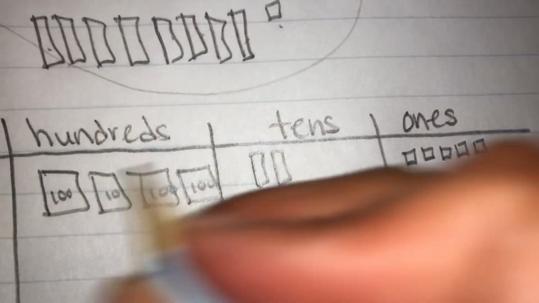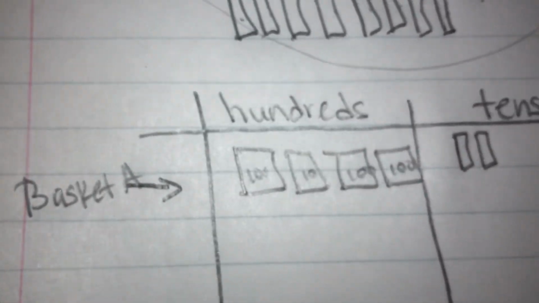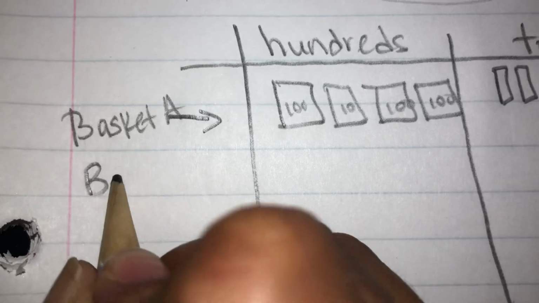And we are done. This is basket A. So they need to label it basket A. Then we go to basket B.